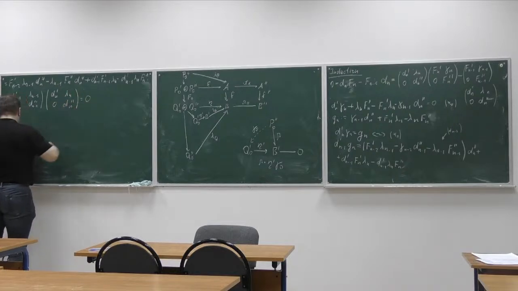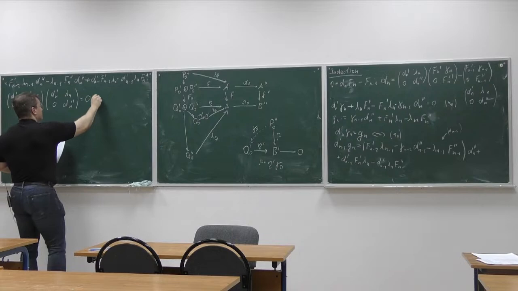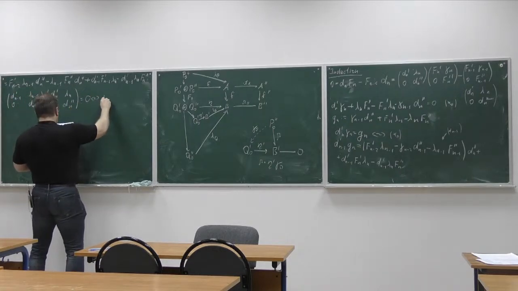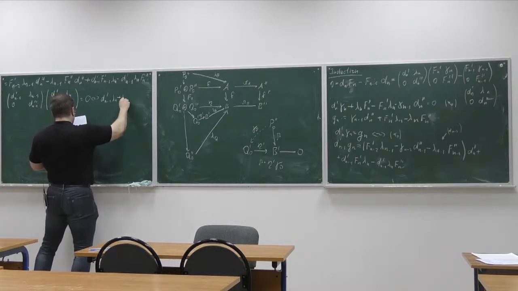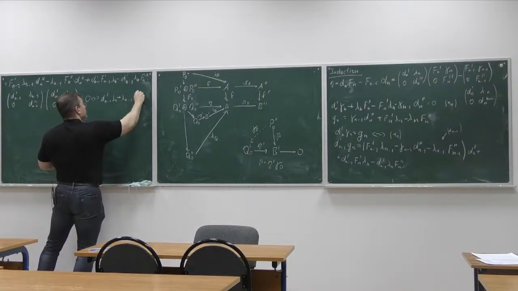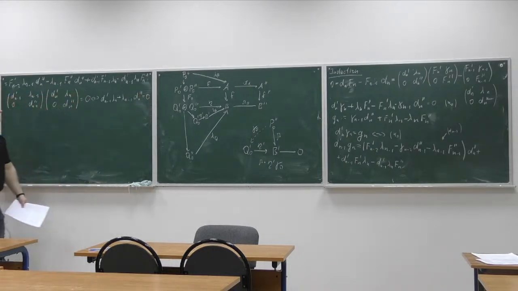So this is 0. But this gives me the formula, so this is equivalent, that d_{n-1}' lambda_n plus lambda_{n-1} d_n'' is 0. Again, this is just the 0 that corresponds to this position in the matrix, because all other components are 0 by very simple observations. For example, d prime squared is 0, d double prime squared is 0, since on the diagonal there is nothing.